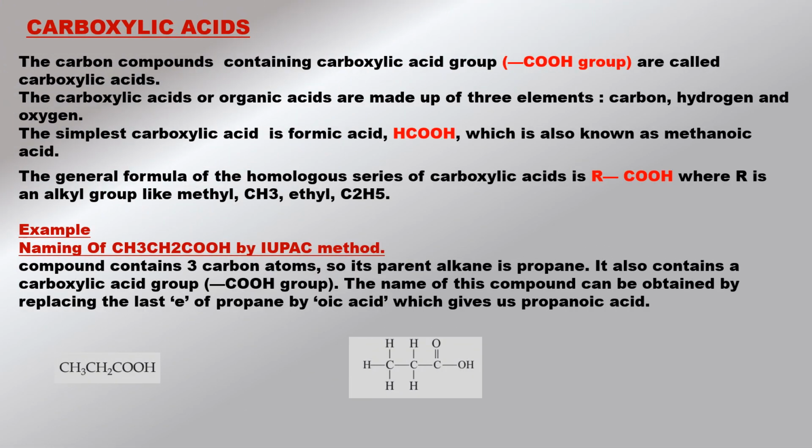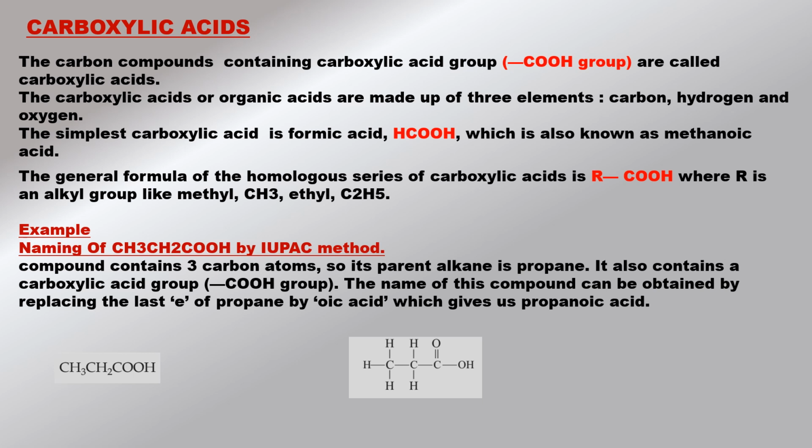Carboxylic acid group. The carbon compounds, or organic compounds, containing carboxylic acid group are called carboxylic acids. Carboxylic acids are commonly known as organic acids. Another name for carboxylic acids is alkanoic acids.